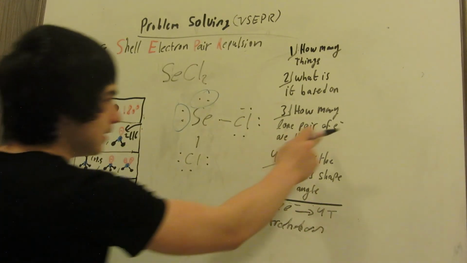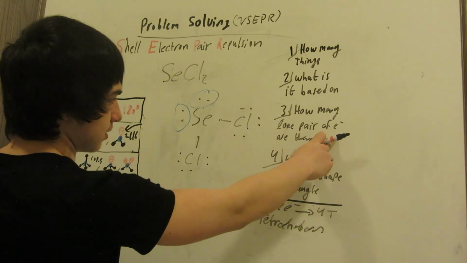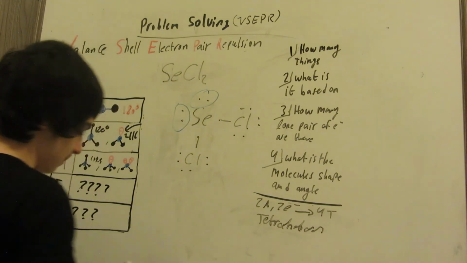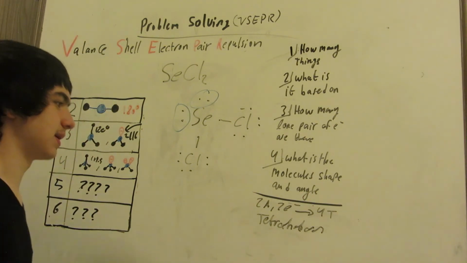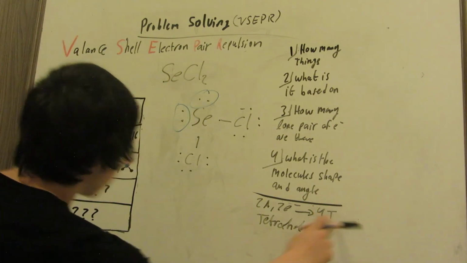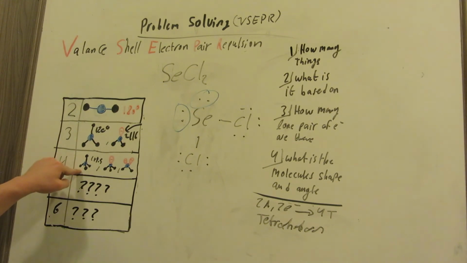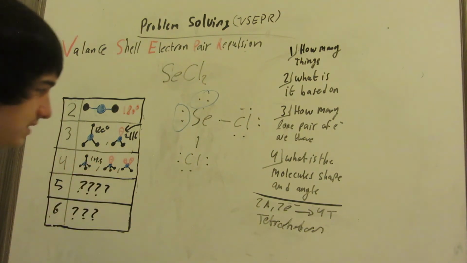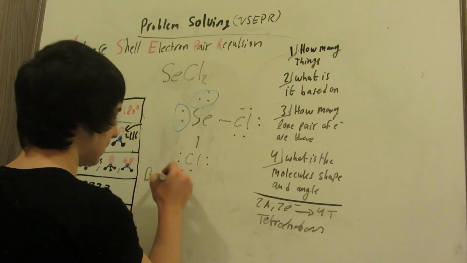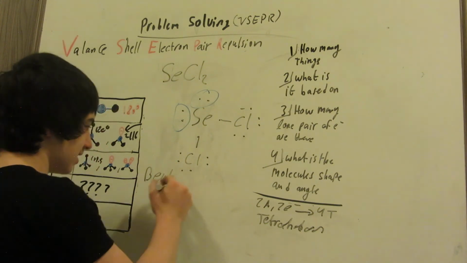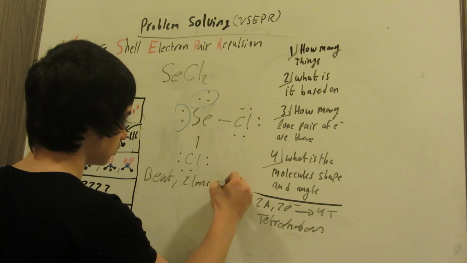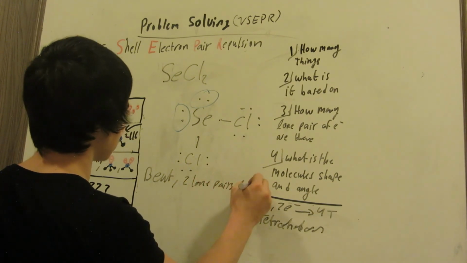Alright, next. How many lone pairs of electrons are there? 1, 2, you're right. Then, what is the molecule shape and angle? Now we can just find the shape again. We go to the 4 things because it's written 4 things. 4 things here, not that. Tetrahedral has 4 atoms. The trigonal pyramidal has 3 atoms and 1 lone pair of electrons. Last one, you're right, it's going to be bent. Bent, 2 lone pairs of electrons.